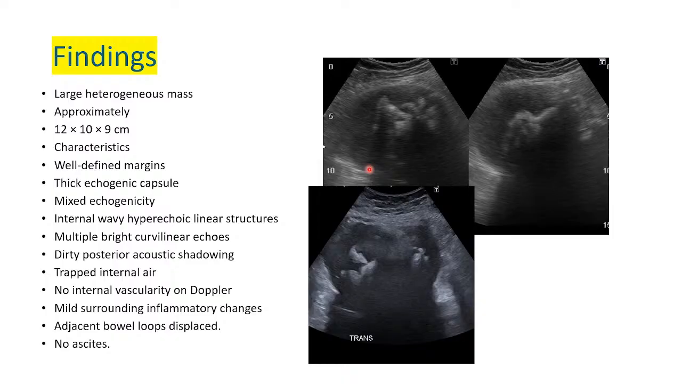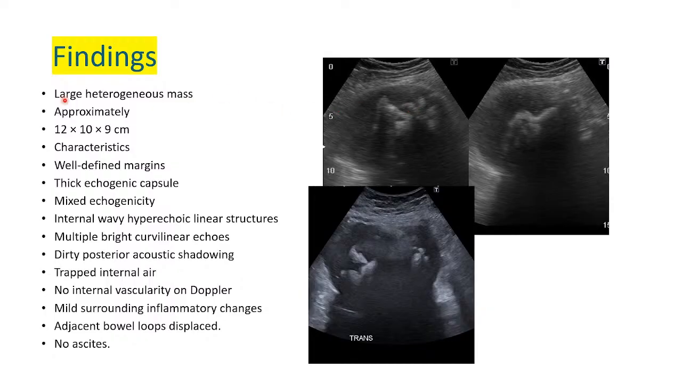Look at it closely. You can see there is acoustic shadowing there, and there's a lesion there. Within the lesion, you can see there are these echogenic structures which look like calcifications. What do you think this is?